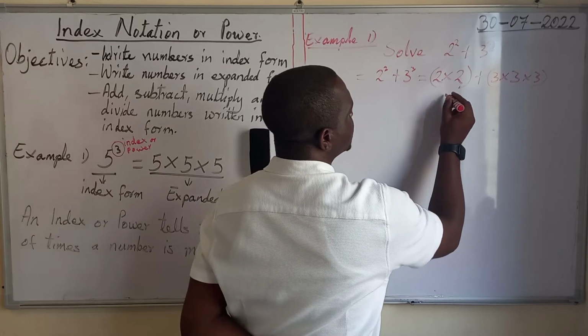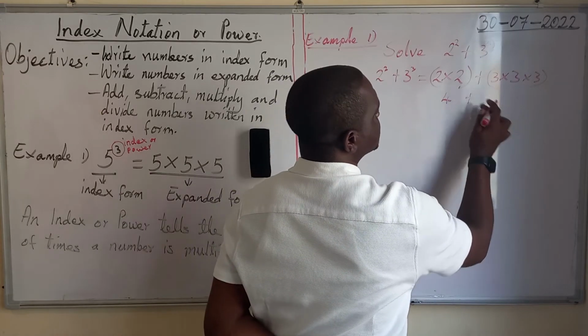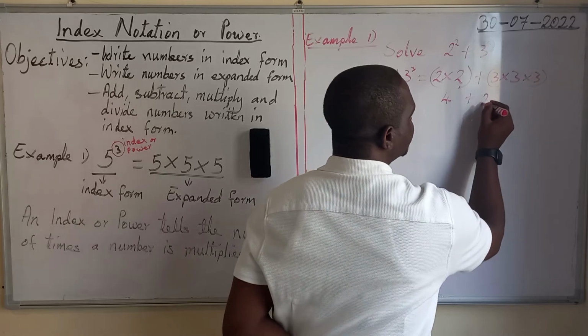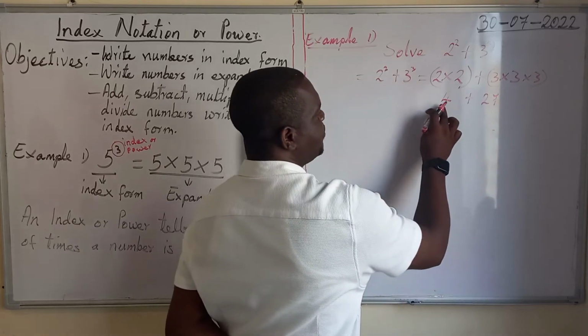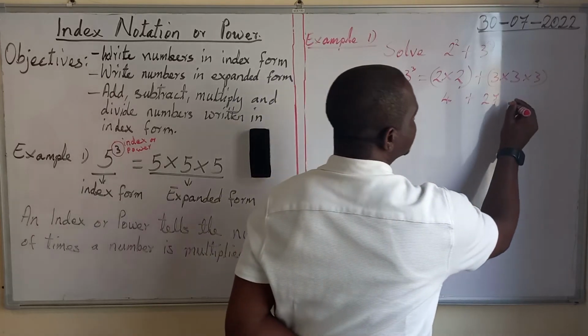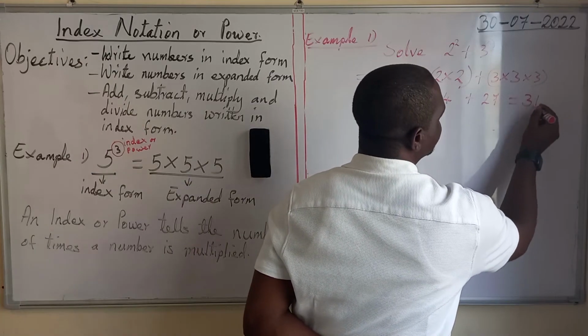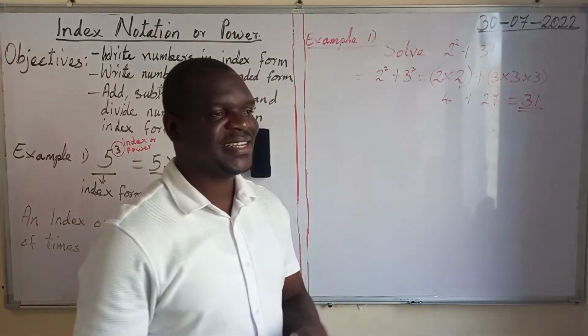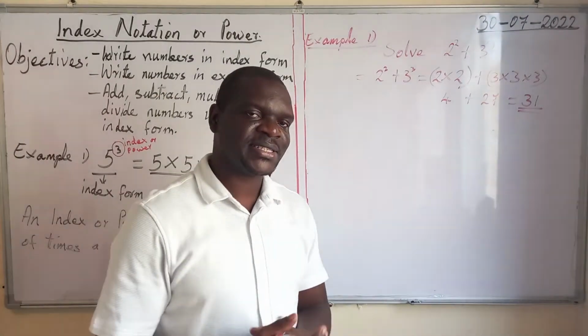2 times 2 will give 4, plus 3 times 3 is 9, and 9 times 3 is 27. And if you add 4 plus 27, the answer will be 31. That's just it, as simple as that. Let's look at the second example.